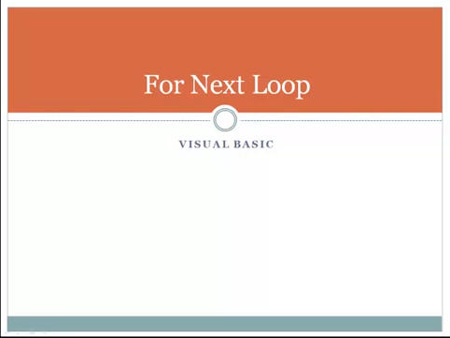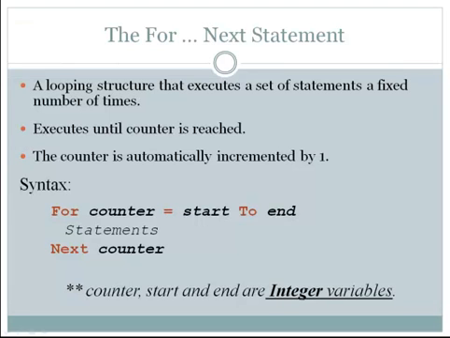In this short video, we're going to look at creating a for next loop in Visual Basic. A for next loop is normally used whenever you know exactly how many times you want the loop to execute. So you have a fixed number of times. It's always going to execute until the counter is reached, and that counter is automatically incremented by 1, meaning 1 will be added to the counter.